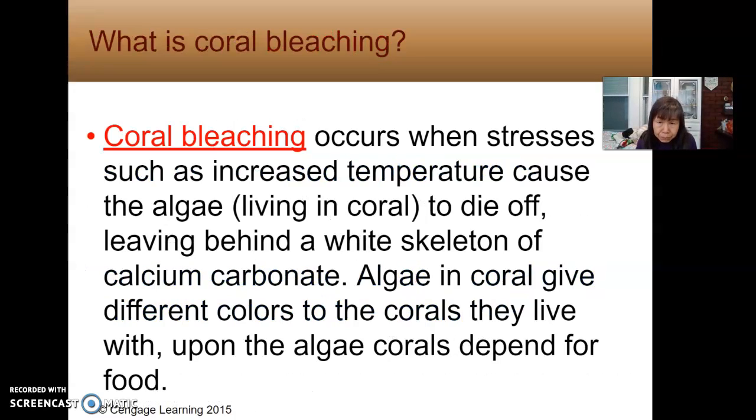Again, one concept, coral bleaching, is very important. You need to know this one. Coral bleaching occurs when stresses, such as increased temperature, cause the algae living in coral to die off, leaving behind a white skeleton of calcium carbonate, because calcium carbonate itself has no color. Algae in coral give different colors to the corals they live with. Corals depend on the algae for food, so when the algae die, the corals will die soon.